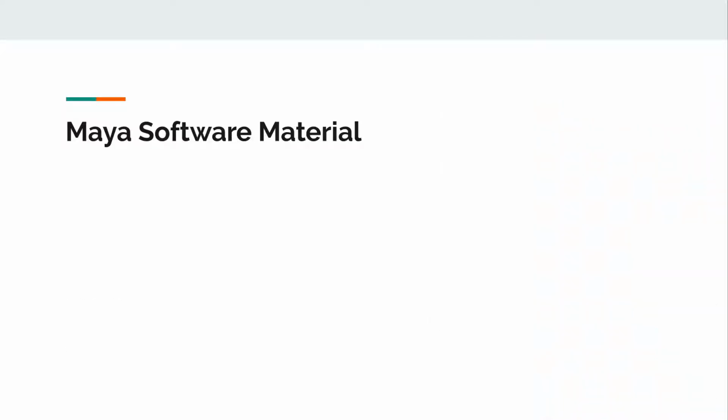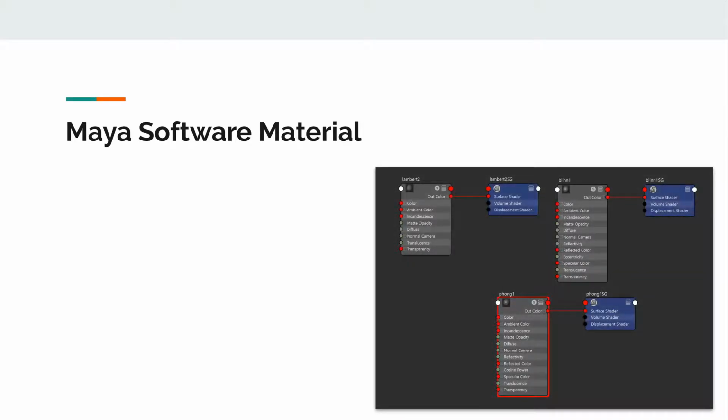So let's talk about the default materials in Maya, actually, Maya's software materials. And right now we're going to talk about three specific ones: the Lambert, the Blinn, and the Phong. Now there are more, but these are the three that we're going to be talking about right now.